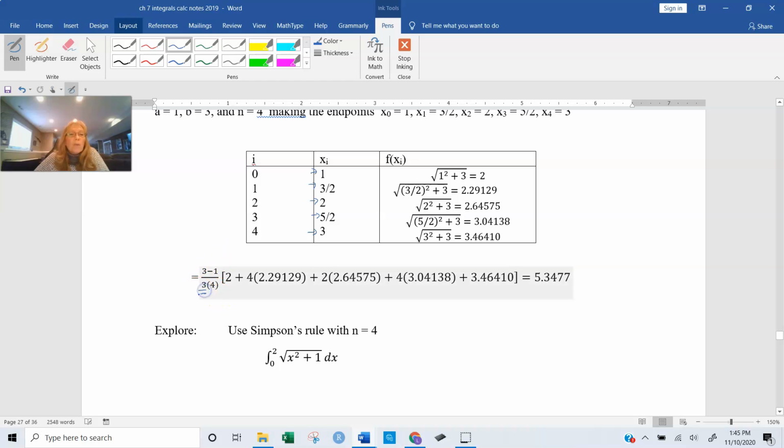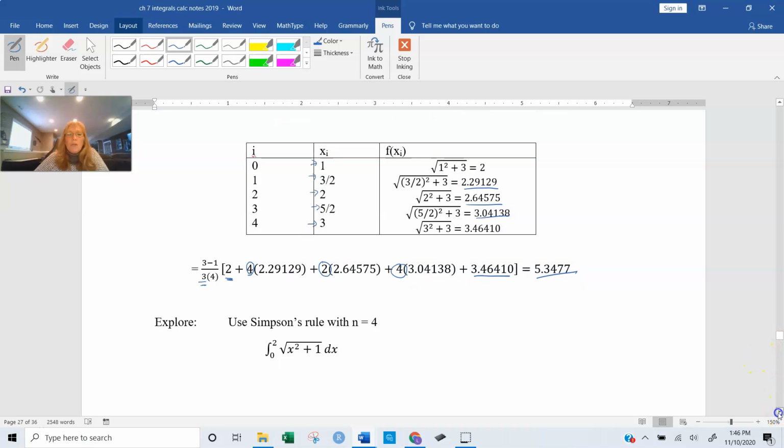This 3 is different. All right, we bring down the first one, which is 2. We take 4 times the second one, plus 2 times the next one, plus 4 times the next one. I'm at the end one, so I leave it alone. First and last do not change. Put that in your calculator and you get 5.3477. Okay, pause and try yours.